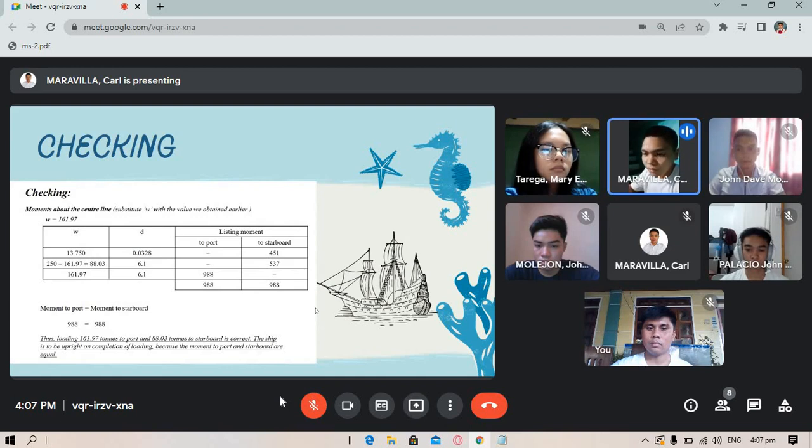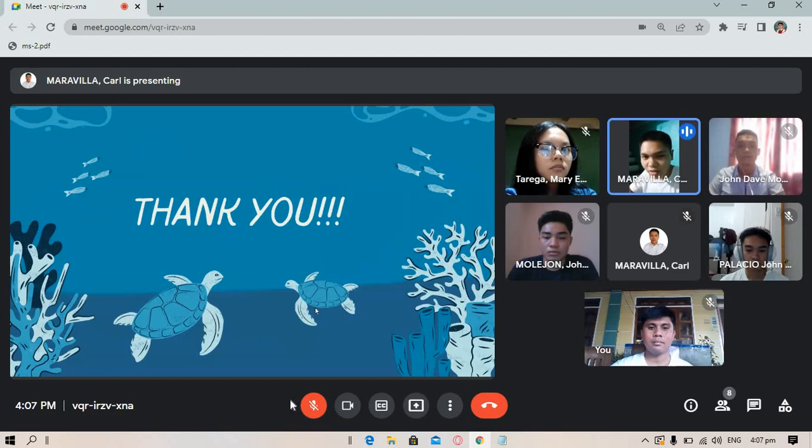That is all for our reporting for today, and we have accomplished our learning objectives, which are to understand and illustrate the list triangle, determine the formula of the angle of list, GG1, and calculate the weight to load to port and starboard to bring the ship upright. I hope you learned something from our report. That's all, and thank you.